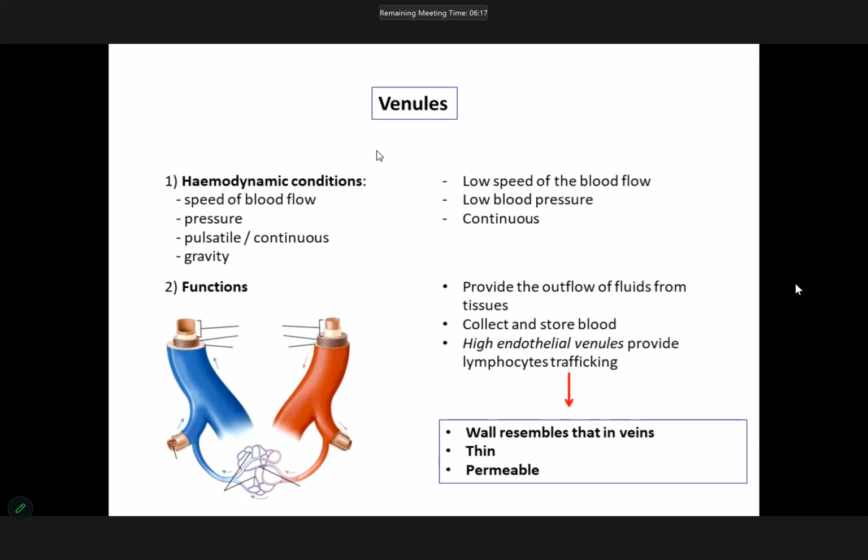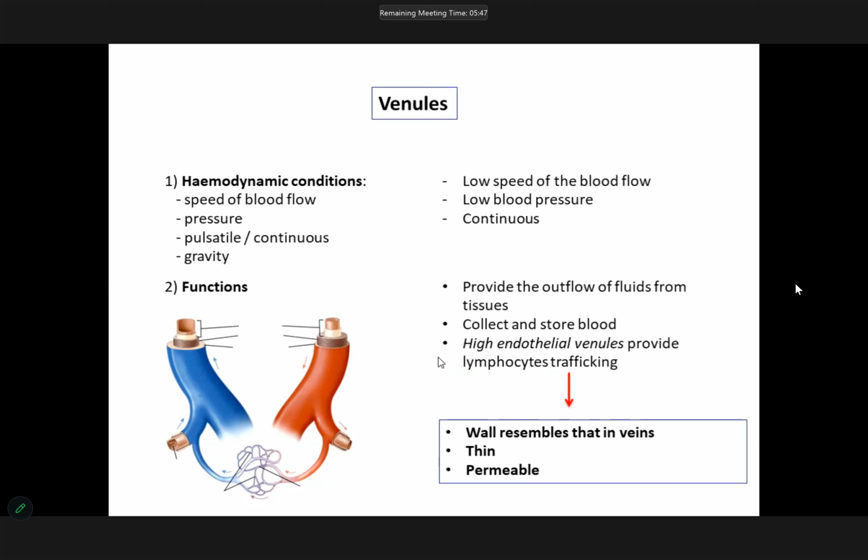So in all venules, hemodynamic conditions are low speed of blood flow, low blood pressure, and the blood flow is continuous. Functions. Venules provide the outflow of fluids from tissues. They also collect and store blood. And we have some specific type of venules, which are called high endothelial venules. High endothelial postcapillary, to be sure, venules.